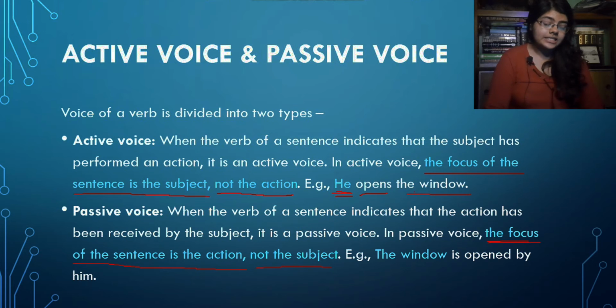Here we can see that in the example, the window is opened by him. The action is opened, right? The subject is him. We can see here that the action is received by the subject here, right? The main focus is the action, not the subject. That is called a passive voice. Understood? Now we will go to the next segment. Let's see.